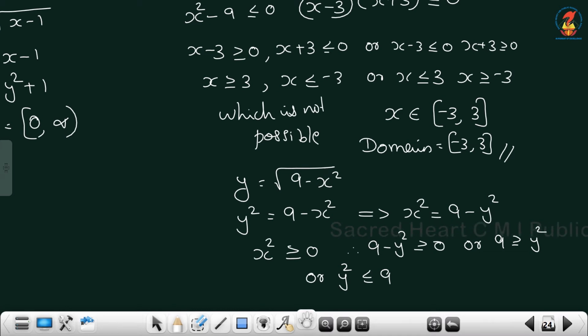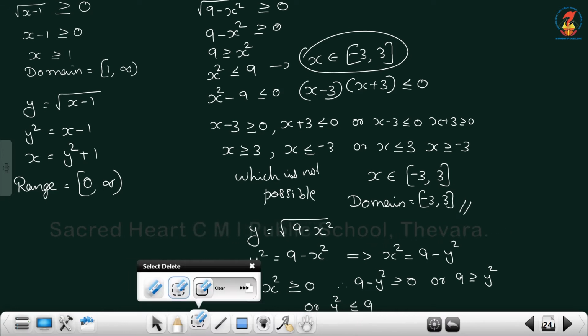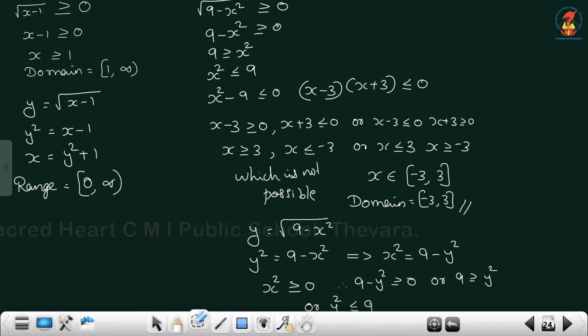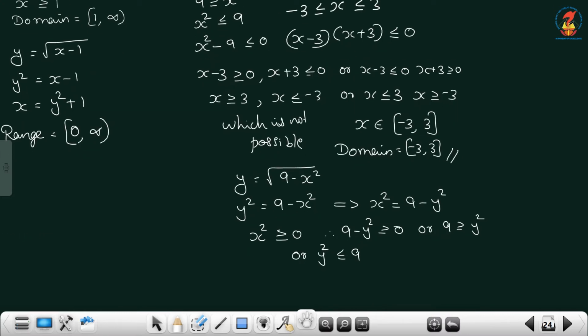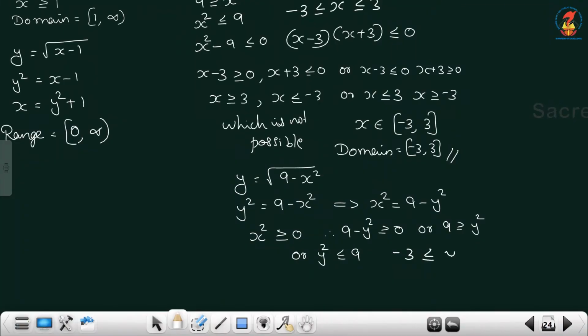Here also, look at the previous one. X square less than or equal to 9, I can write x belongs to minus 3, 3. Or another way, minus 3 less than or equal to x less than or equal to 3. In that way you can write if it is x square less than or equal to 9. The same way here, y square less than or equal to 9, so I can write minus 3 less than or equal to y less than or equal to 3.